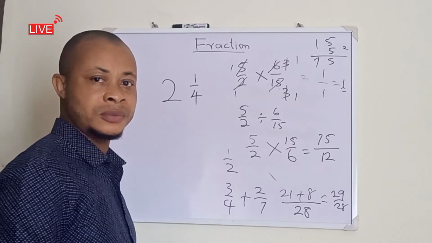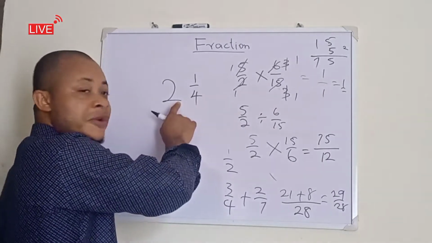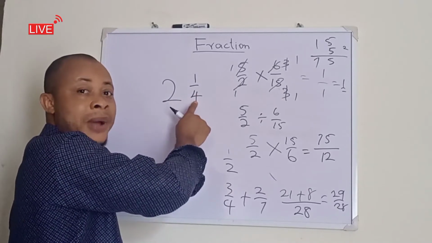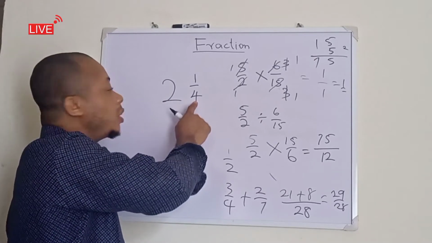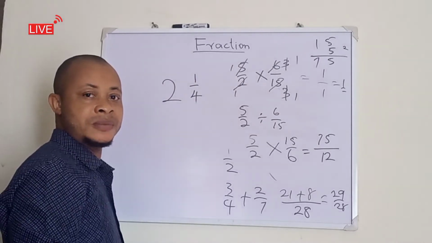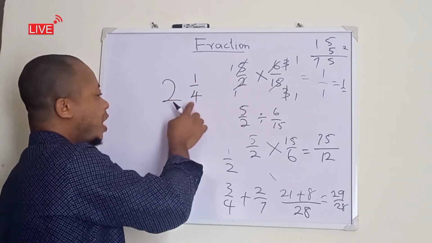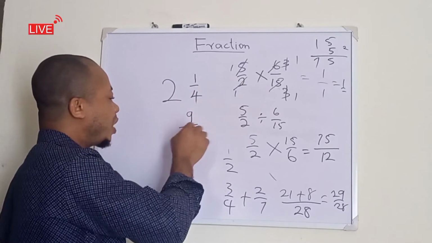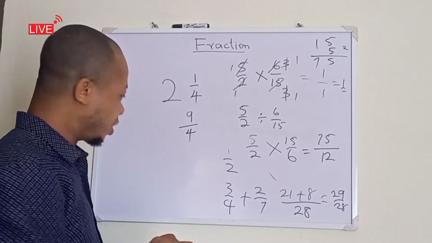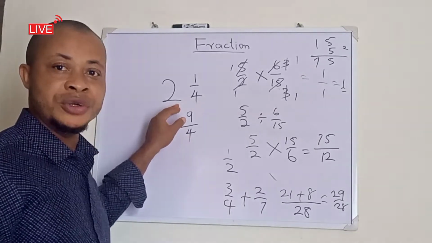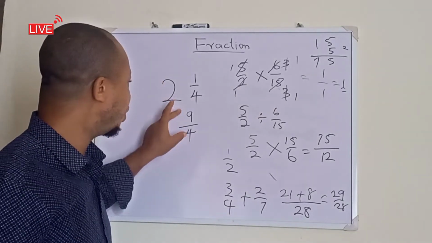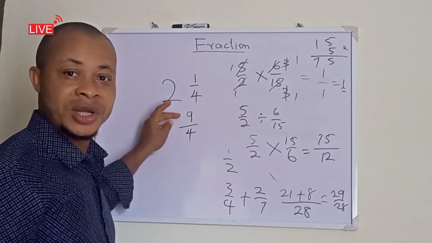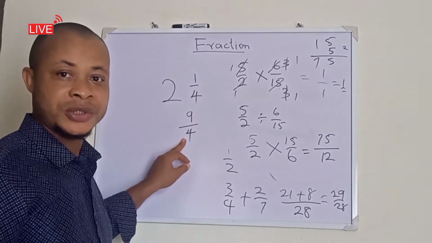For example, you can simplify this by saying this two whole number multiplied by the denominator, which is 4, then add this one to it. So it's going to be 2 times 4, which is 8. 8 plus 1 will give you 9 all over 4. See? This is how to reduce a mixed fraction to improper fraction. This is improper fraction because the numerator is greater than the denominator.